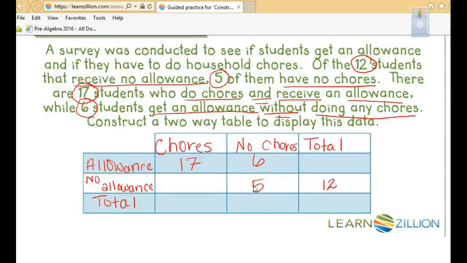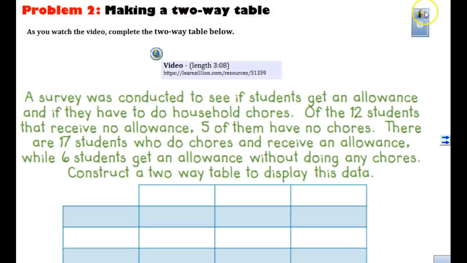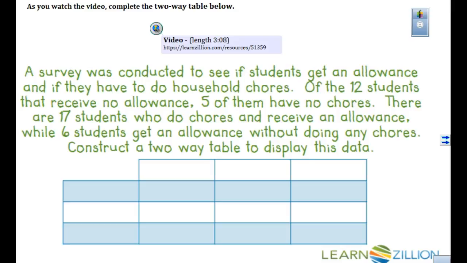So we have the basis of our two-way table, but now we have some blanks that we're going to need to fill out. First of all, we know if we add the 17 and the 6, that would be our total here of 23. Here we know we have to add some number to. So as we are filling ours in, and we are looking at that information that they gave us, we want to do some subtraction, right? So we have our chores and no chores. And this was the total. And our piece of information that we were looking at was we had our allowance.